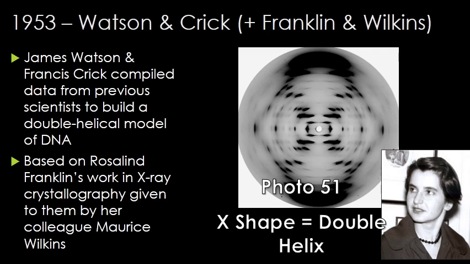And you see that X shape that's there in the picture? Well, this picture is an example of something called X-ray crystallography. And what Franklin and Watson and Crick realized eventually is that this X shape is representative of a double helix. So by using her picture, it gave them the final piece of information they needed to develop their model.